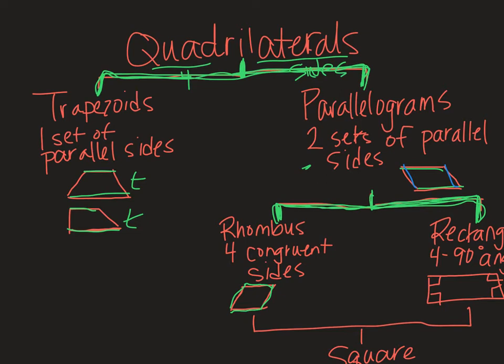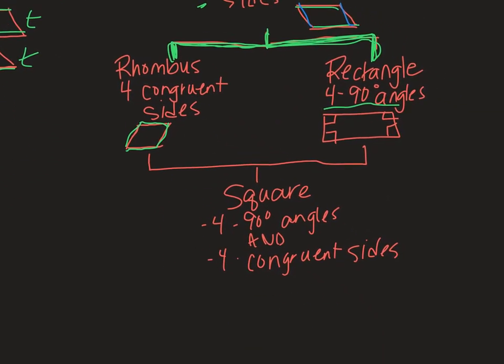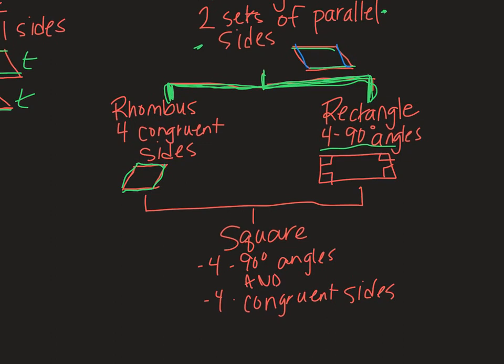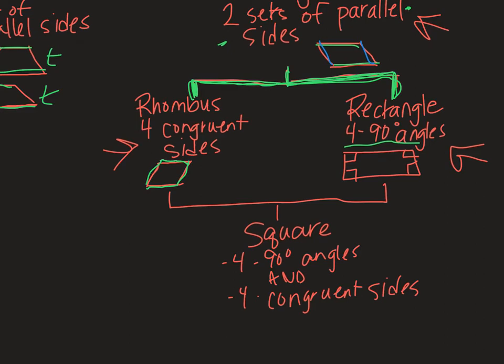And then we have the rectangle that has to have 4 90-degree angles. Okay, there's no rules about the rectangle sides other than they have to be parallel. Opposite sides have to be parallel. But there has to be 4 90-degree angles. Okay, and then if we follow this even more down here, we get the square. Now, the square has to follow all the rules. Has to have 4 90-degree angles, 4 congruent sides, 2 sets of parallel sides, and then all the way up even to the quadrilateral, it says it has to have 4 sides. Okay, so they kind of come back together, and square has to follow all the rules.